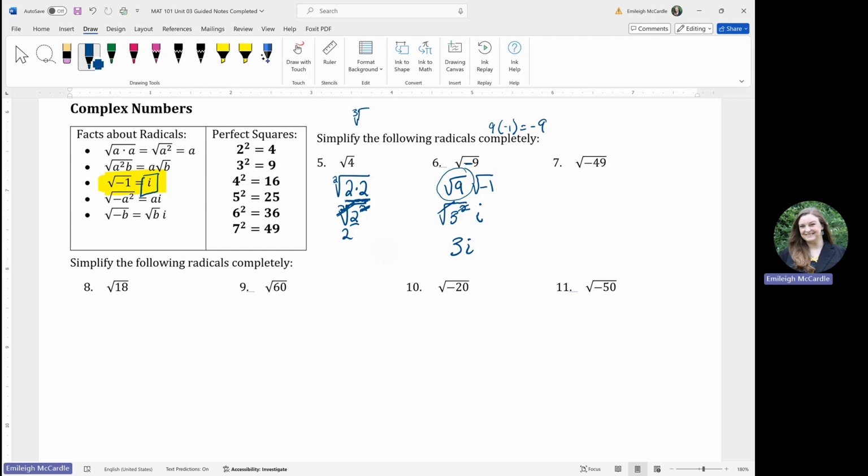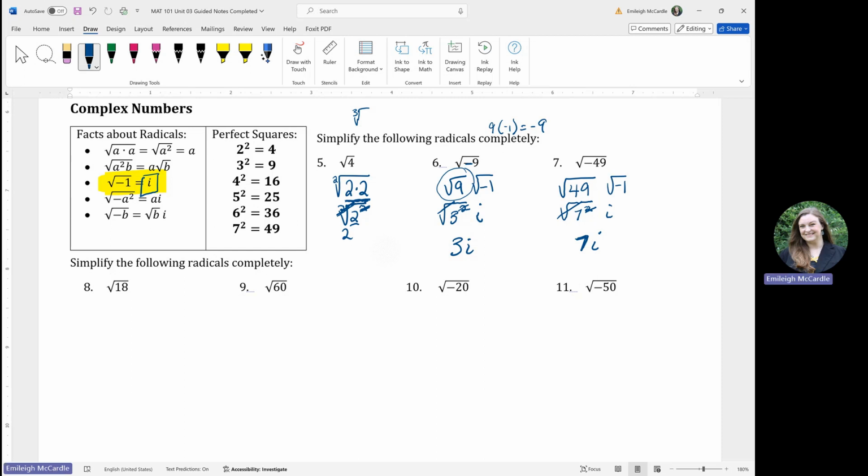All right, let's look at number 7. Kind of the same thing here. I would separate this into the square root of 49 and the square root of negative 1. 49, you can put in the calculator, you're going to get 7 out. And then the square root of negative 1, as I talked about before, turns into i. Okay, if you need to see this broken down, this is 7 squared, and then i here, and the square root and square cancel and leave you 7.